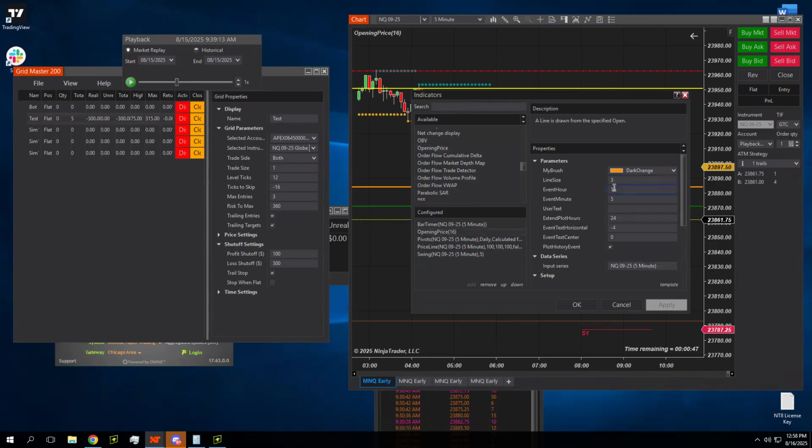So the settings that I have for opening price are event hour 16 and event minute 5. And I have extended plot hours at 24 hours because it extends for the whole day. So if you use those same settings right here, every day at 1605 it'll put that orange line there for the next day. That line in the sand. Thanks for that, because someone gave that to me. I thought it was something I downloaded. I have so many indicators on here, I can't tell which ones are free or which ones I pay for.